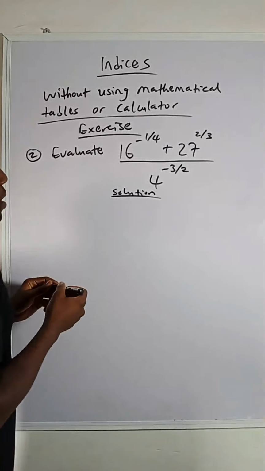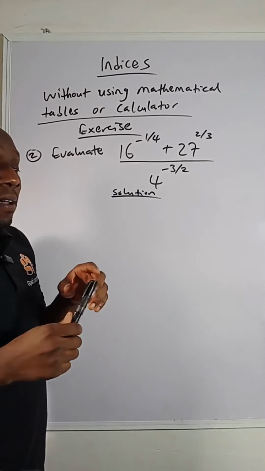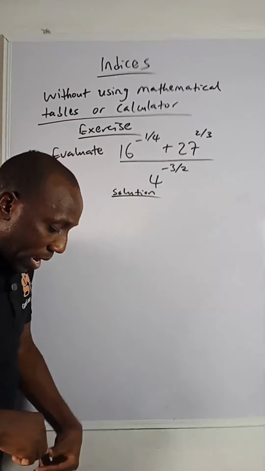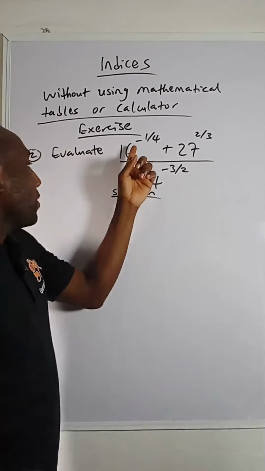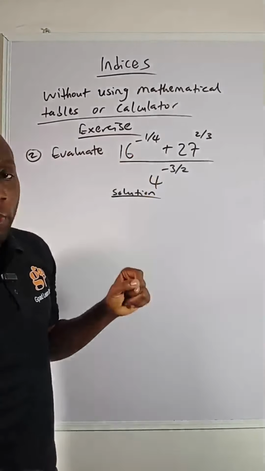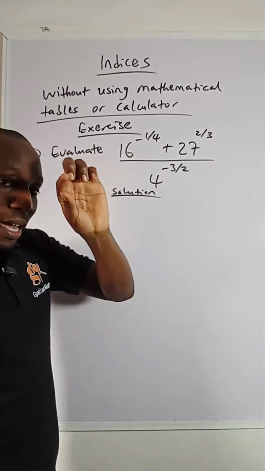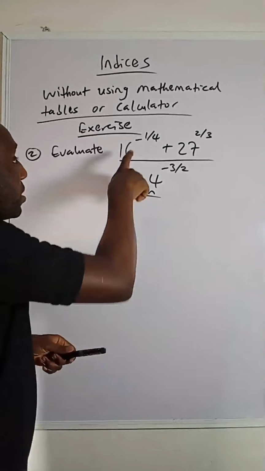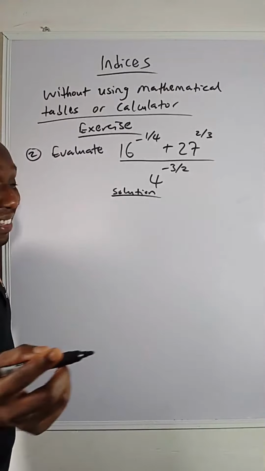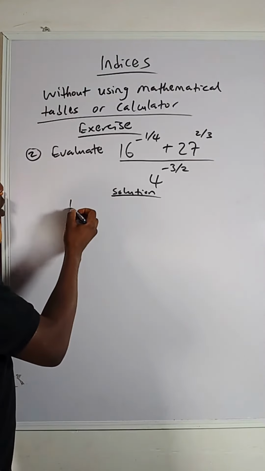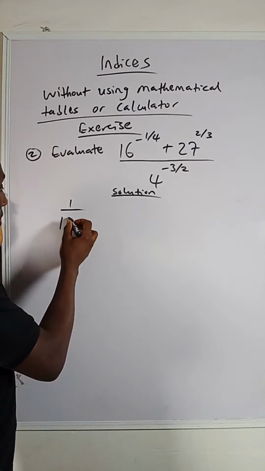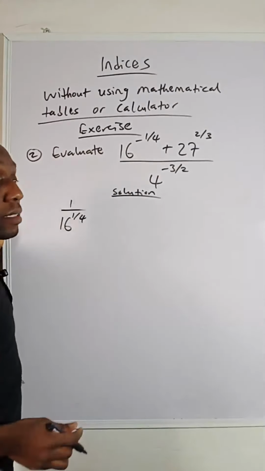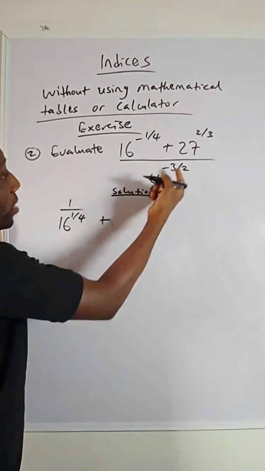So first of all, for those of you who have been following this channel, who were here when I started this topic, I told you about this negative exponent. When you have a negative sign as part of the exponent, it's going to take the reciprocal of that number. So this negative here can be rewritten as 1 over 16 raised to the power of 1 over 4, like this. Then plus, what about this one?